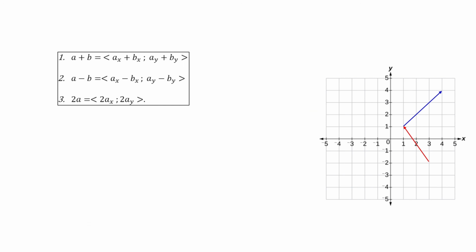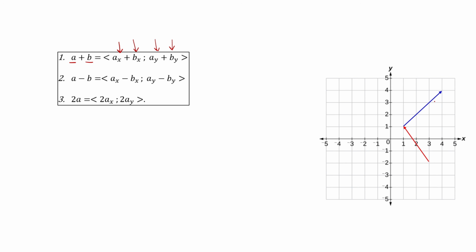To add vectors, first of all, the sum of two vectors A plus B is given by the x component of A plus the x component of B, and then the y component of A plus the y component of B. Same thing for subtraction, and for multiplying by a scalar multiple. So these are the basic laws of vector algebra. Now, how does this work? Because this looks kind of confusing.